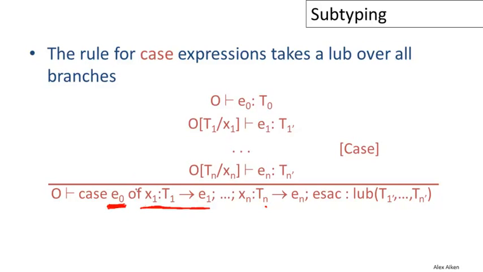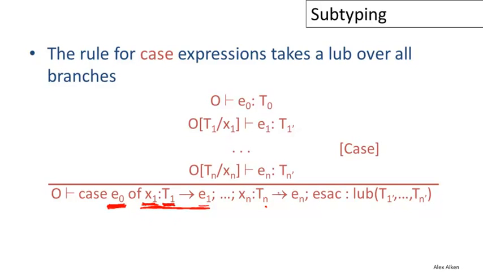And what is it going to do? It's going to compare the type of E0 at runtime to the type T1. And if T1 is a supertype of the runtime type of E0, and in fact it is the smallest supertype of all the possible branches, then it's going to pick this branch. It's going to bind x1 to the value of E0, retype it as type T1, and then it's going to evaluate E1.